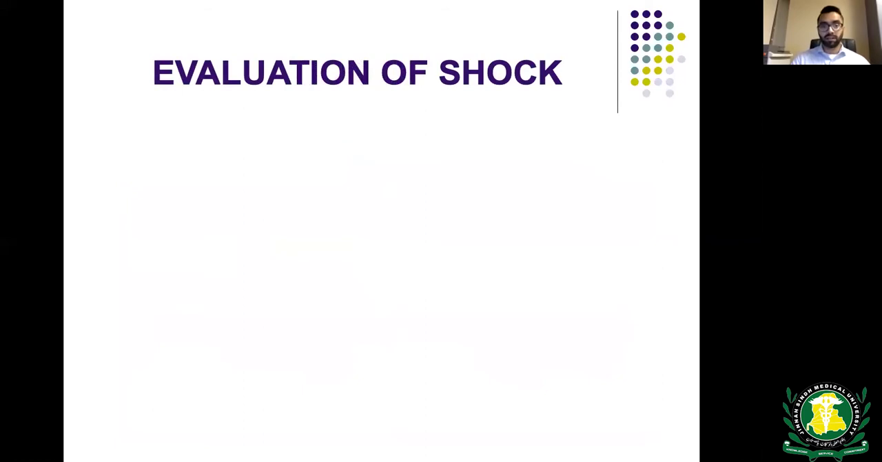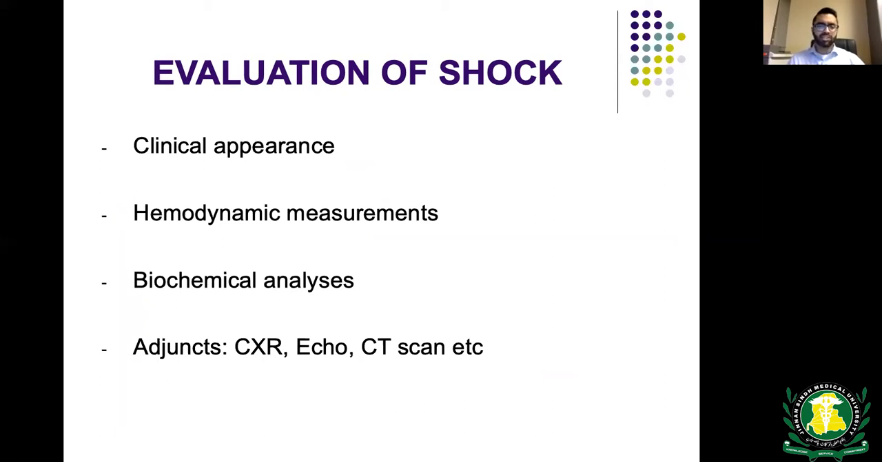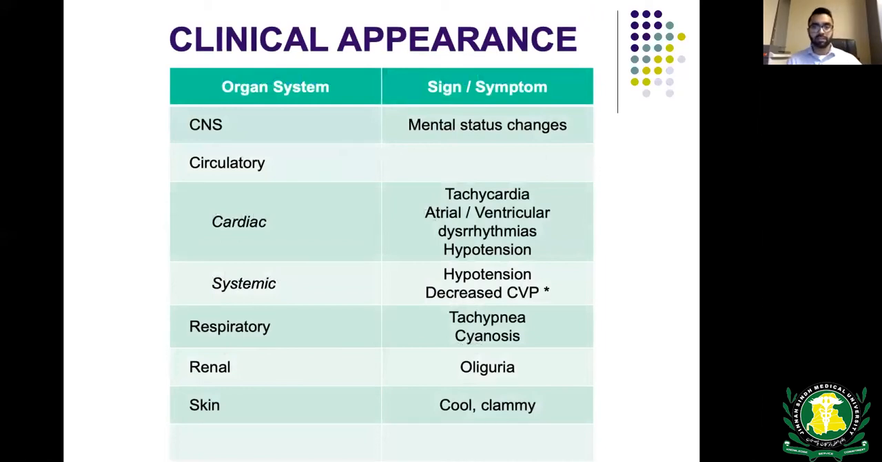So how do you evaluate shock? The first and foremost is your clinical suspicion, basically how the patient looks, which we'll talk about, hemodynamic parameters, biochemical analysis, and we'll discuss each one of them in detail. And finally, adjuncts. If you have certain suspicion of various etiologies, you can use your imaging, including chest X-ray, CT scan. You can use ultrasound, echocardiogram to confirm. But again, the most important is your clinical suspicion, your history and physical examination, and so on and so forth.